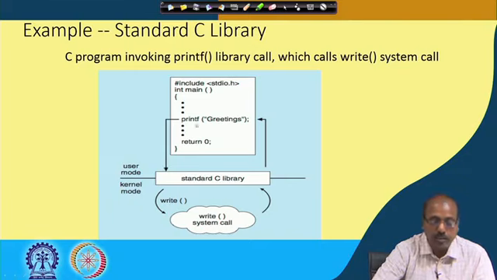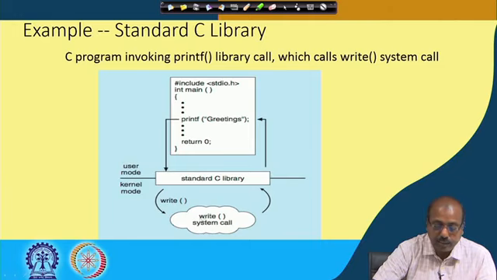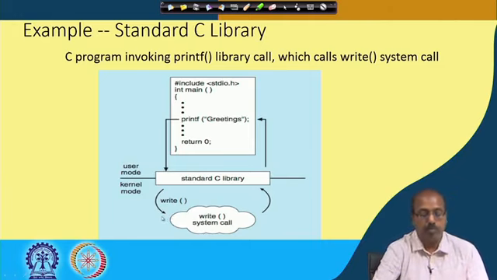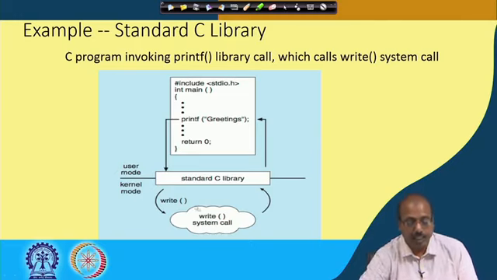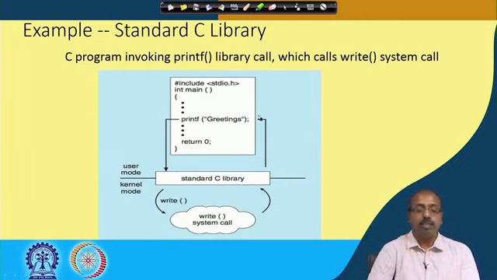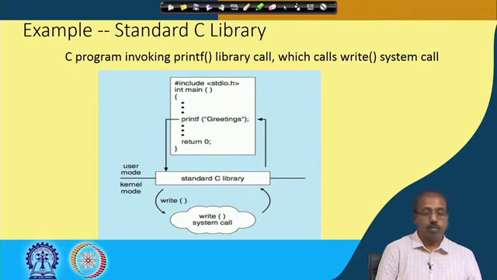The code for printf converts this into a write system call. The write system call comes to the system call interface, and then goes to the actual execution of the write system call. After the write system call is over, it comes back to the standard C library, and from there it goes back to the program. This way the printf library routine is invoked from the user program, and that in turn invokes the write system call.